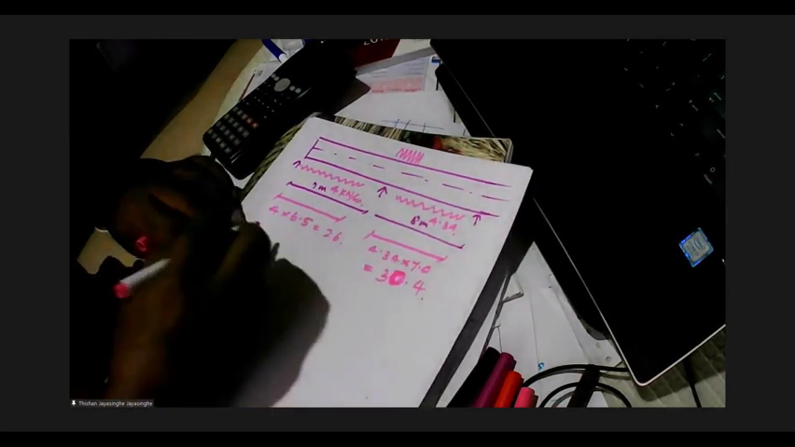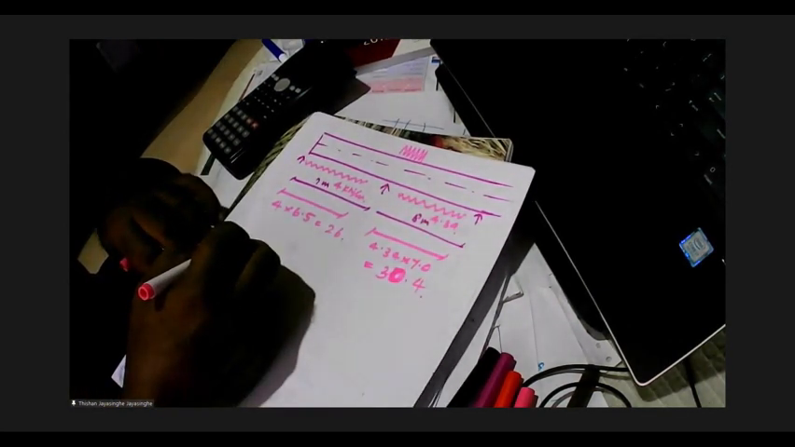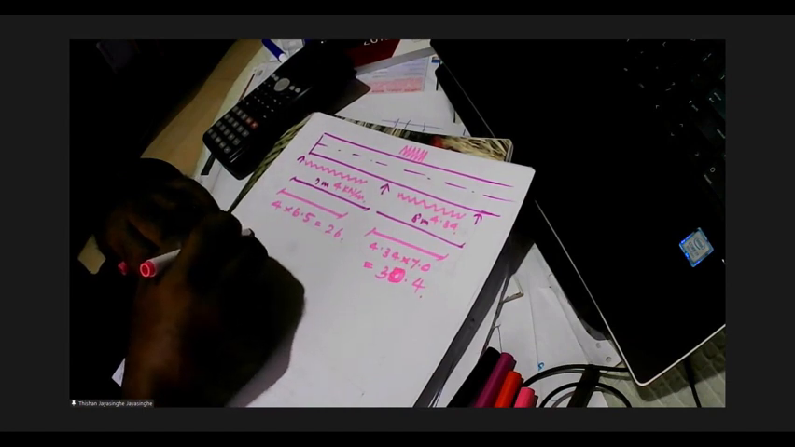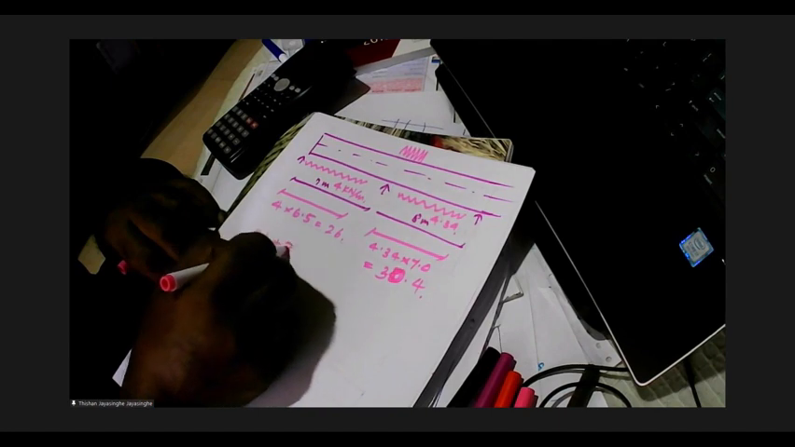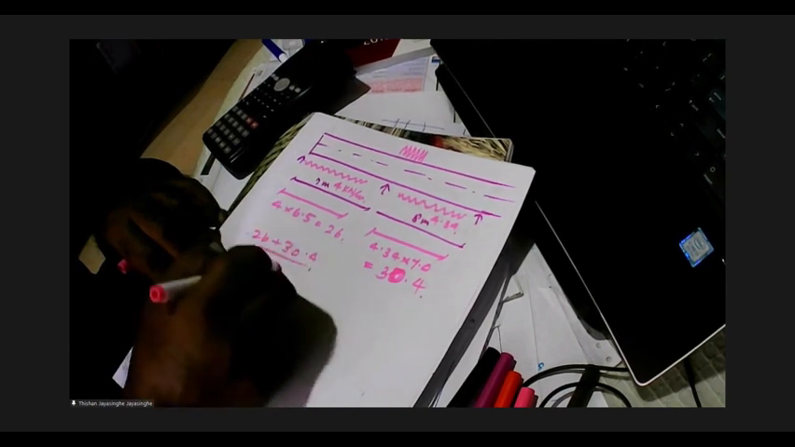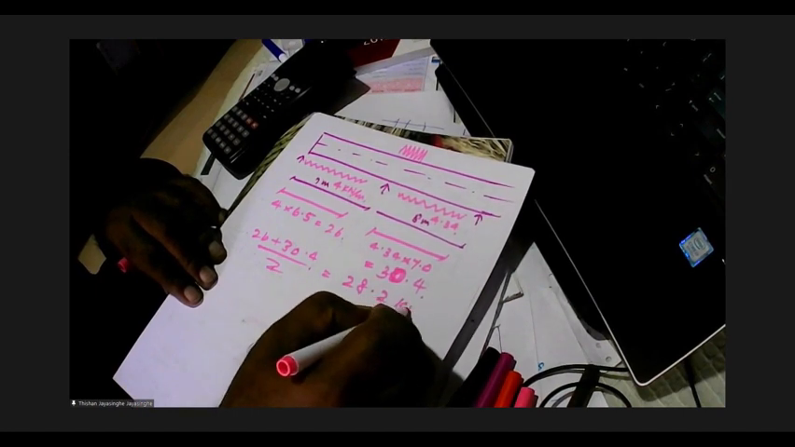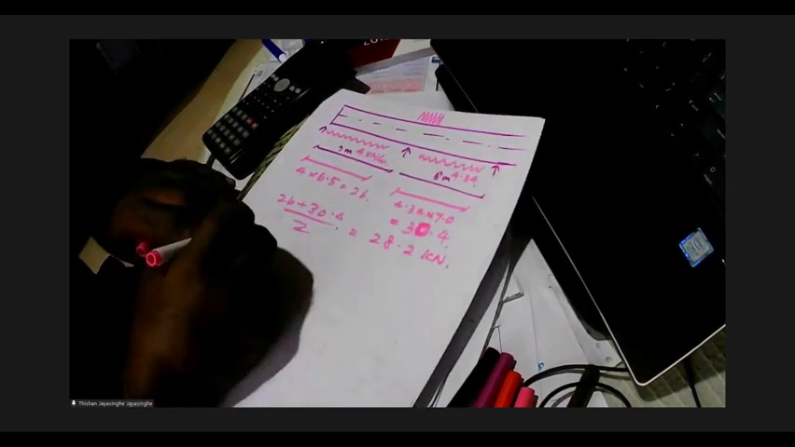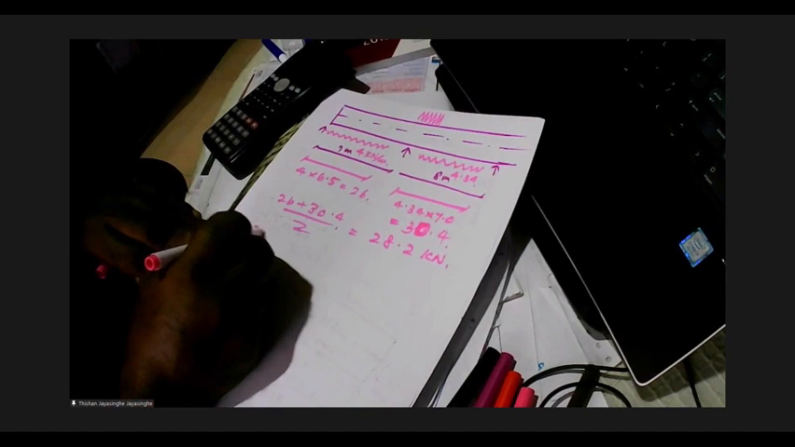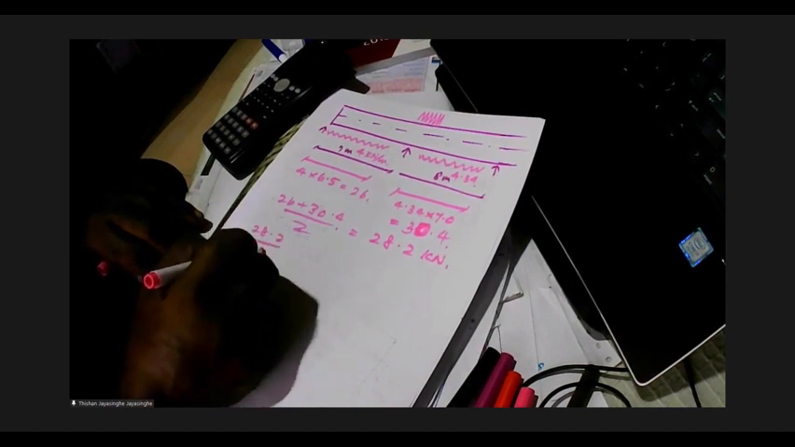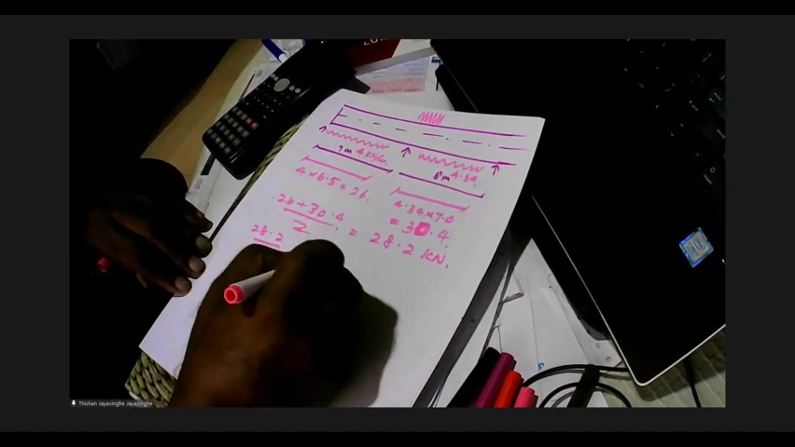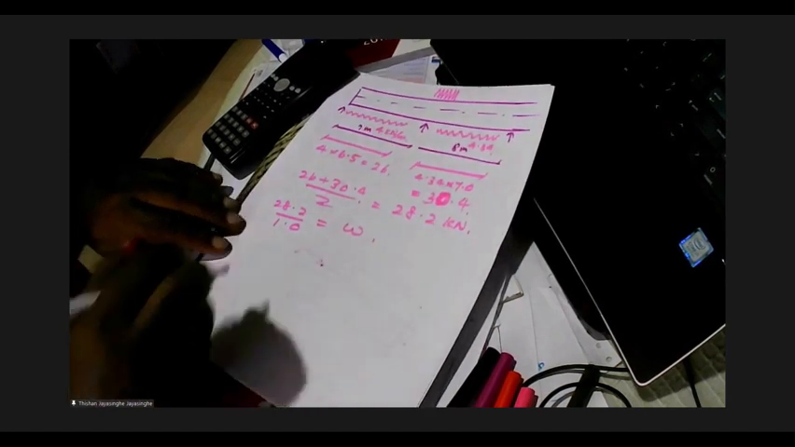So if you take the average of these two, average is 26 plus 30.4 divided by 2. So we get about 28.2 kilonewtons. So we want to dump 28.2 over 1 meter length. So W is 28.2.